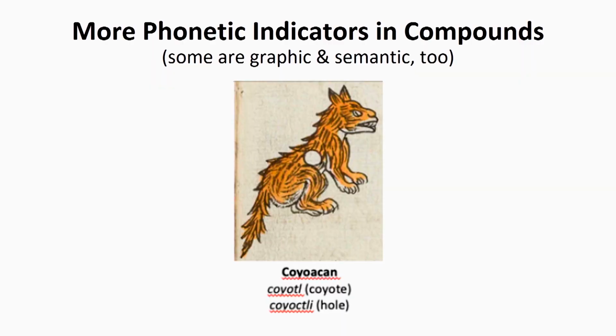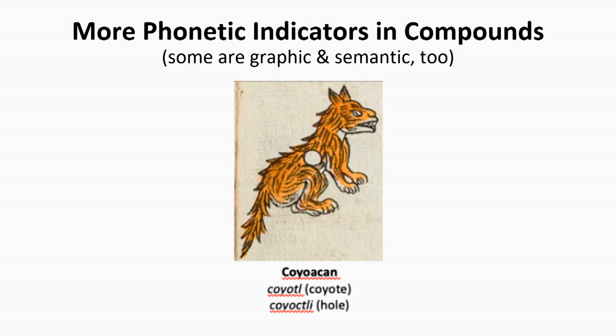Here's another phonetic indicator telling us the name of this town. Maybe some of you have been to Coyoacan, which is today just the southern part of Mexico City. A really fun place to visit. And this town gets its name from an animal that we would call a coyote or a coyote, depending on what state you're from. Out in the West, a lot of people say coyote. Well, that's closer to the Aztec word, the Nahuatl word, coyotl.